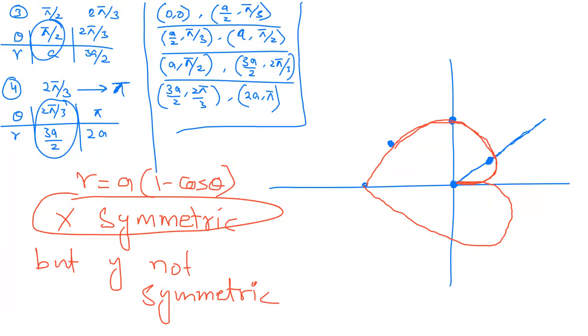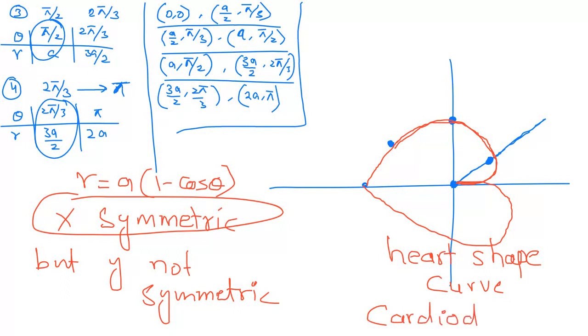So these are the graphs. This graph is also called the heart shaped curve because it looks like a heart, and it is also called the cardioid. You have to remember these terminologies, maybe in the exam you will find them. So any question regarding this one you can ask me.